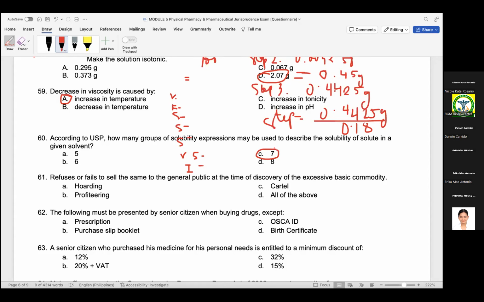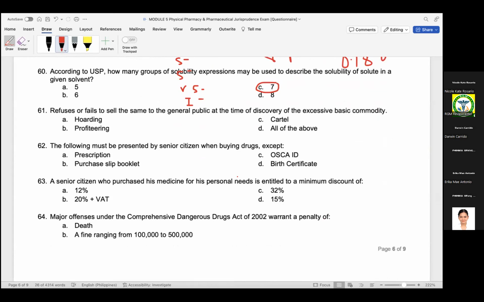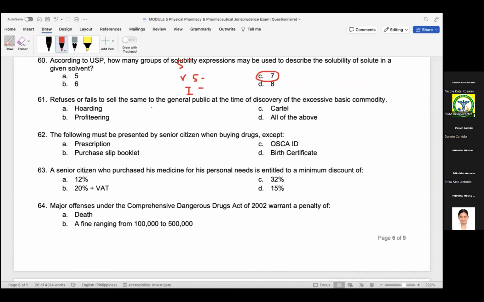Okay. Next tayo. That's number 7. Number 61. Naka-juris na tayo. Refuses or fails to sell the same to the general public at the time of discovery of the excessive basic commodity. Hoarding, profiteering, cartel, or all of the above. Excessive daw sa level na dapat meron lang ang isang seller. It's hoarding. Ayaw niyang itinda. Bakit kaya? Kinikip niya lang para just in case maubusan ng supply, siya lang ang meron. So, ititinda niya yan at higher price.